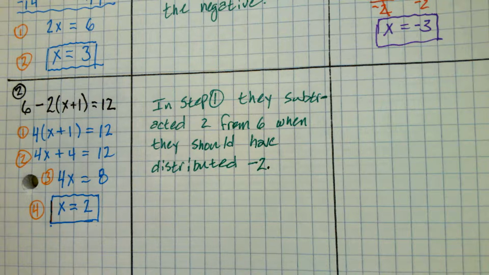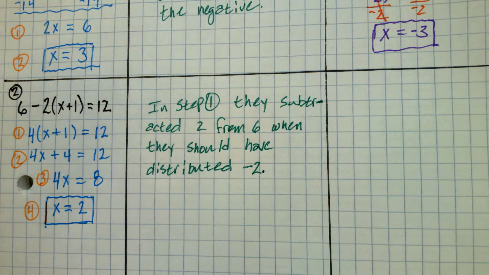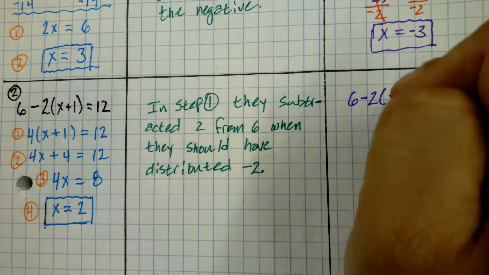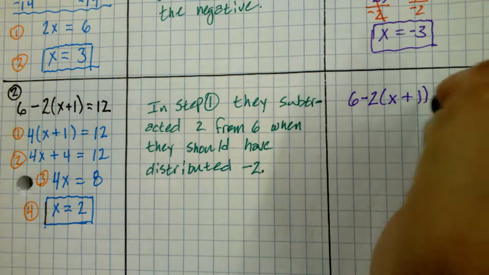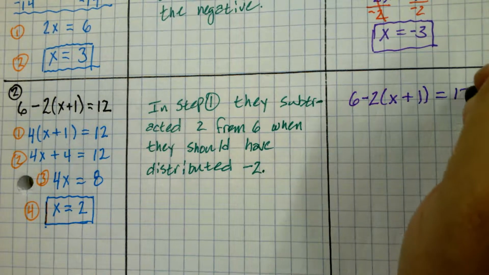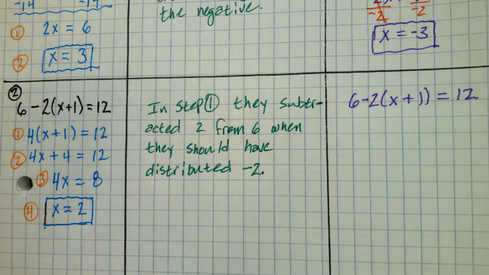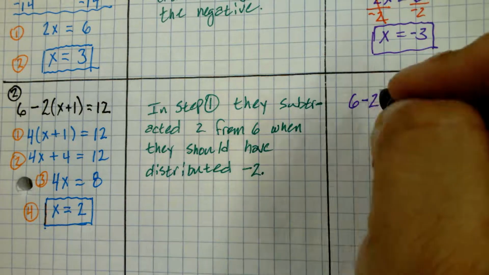Yeah. And I haven't seen that type of mistake very often this year. So that's kudos to you guys. Good job on that. Okay, let's solve it correctly now. 6 minus 2 parentheses x plus 1 equals 12. And if they would have followed the steps we normally have gone by, distribute, combine on each side, eliminate the variable, etc., they would have caught that mistake. So let's distribute -2.